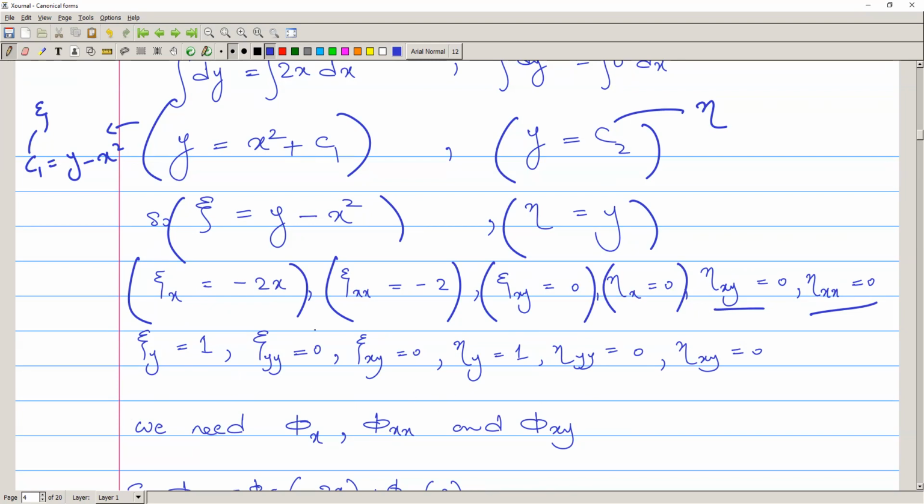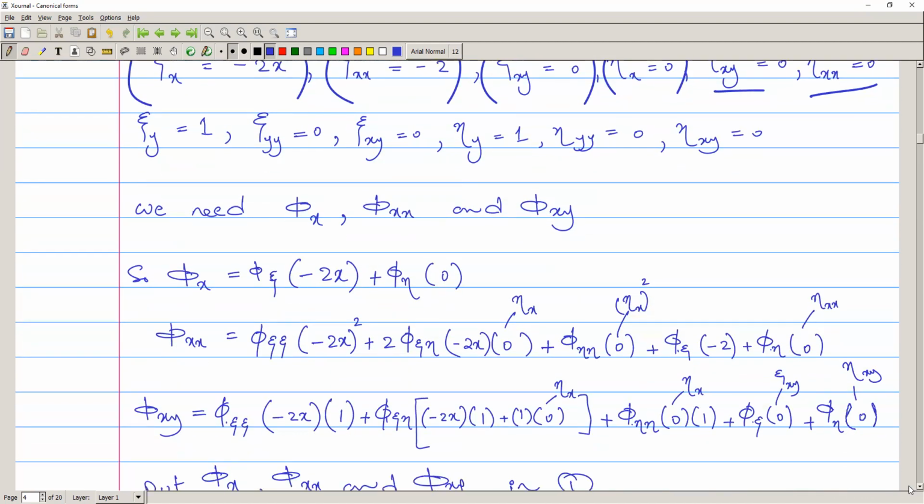And derivatives. So we can see that psi x will be negative 2x. Why? Because when we differentiate this function with respect to x, we will get negative 2x, right? So psi xx, again differentiating this, we will get negative 2. And similarly all these stuffs, right?